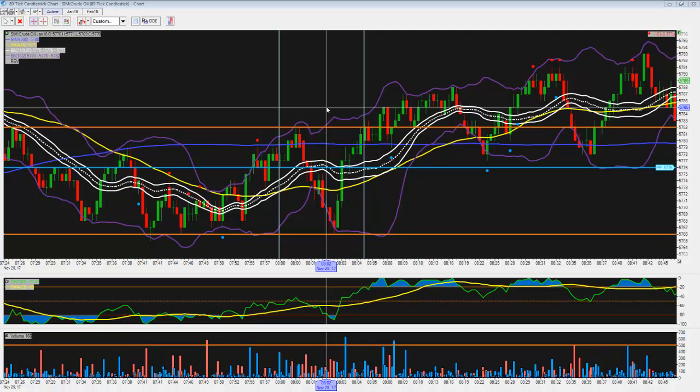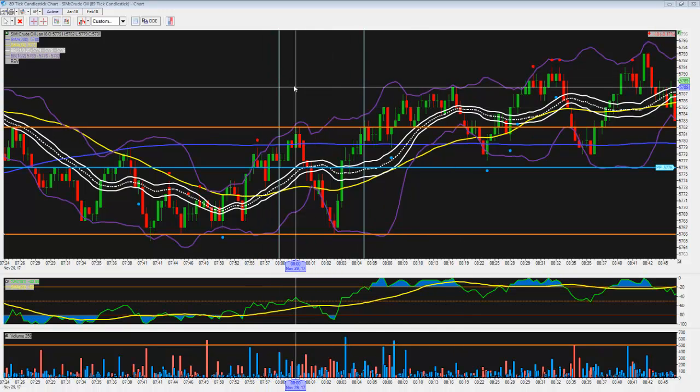Now, it's also inventory day. The crude oil inventory on Wednesday today is coming out as well. So historically, it's not the best time to take on that 2-to-1 trade when you're looking at the CLPORT strategy.